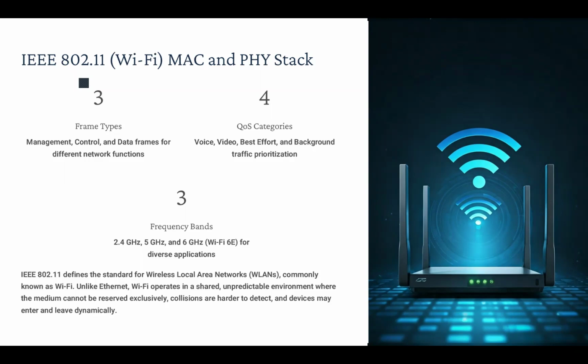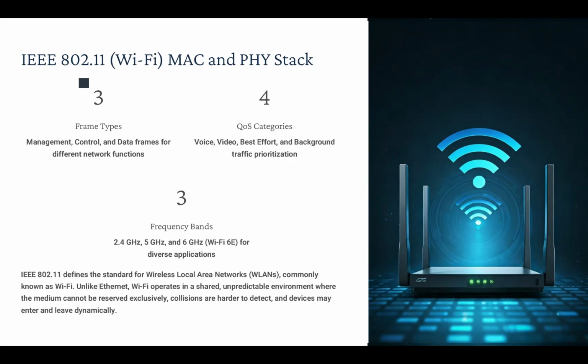Wi-Fi also implements quality of service using enhanced distributed channel access. Basically, it classifies traffic into 4 priority levels: voice, video, best effort, and background. The Wi-Fi operates across 3 main frequency bands, which are 2.4 gigahertz for wide coverage, 5 gigahertz for higher throughput, and 6 gigahertz for ultra high speed.